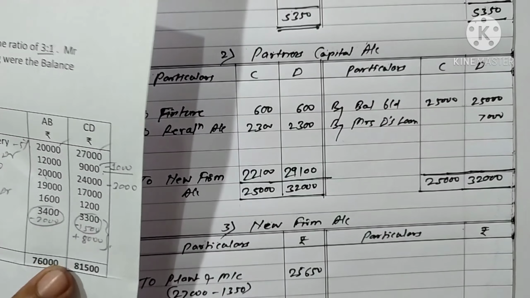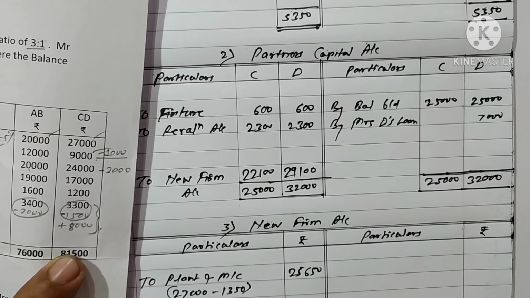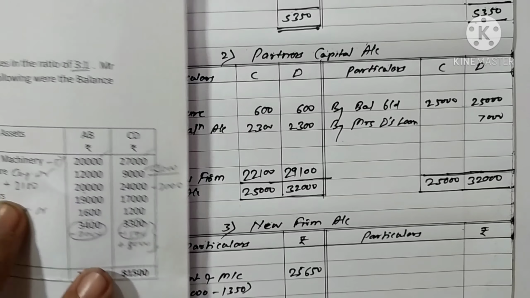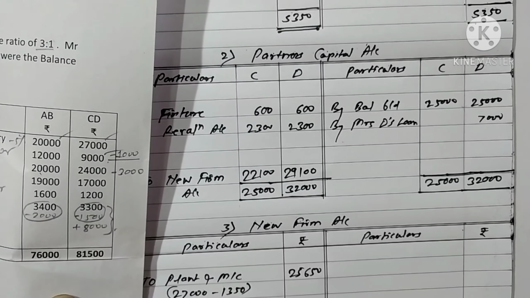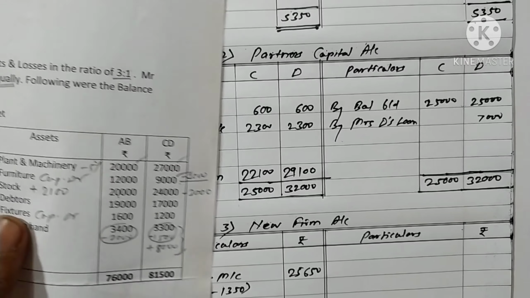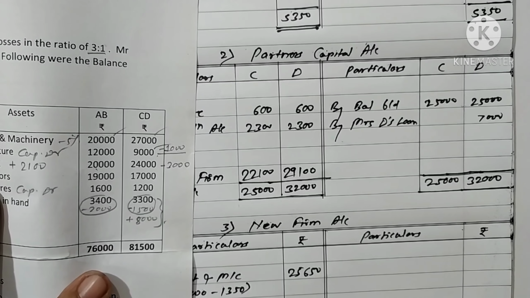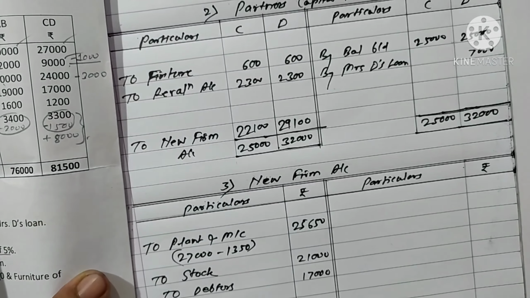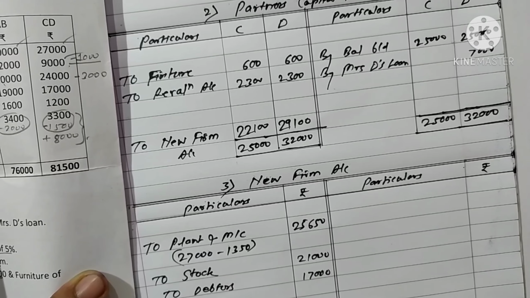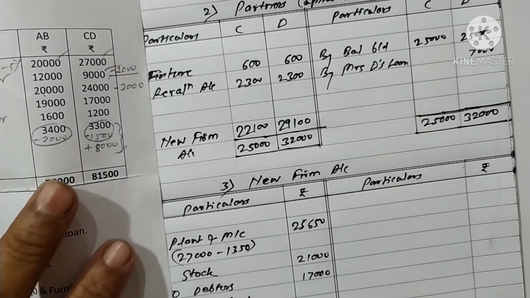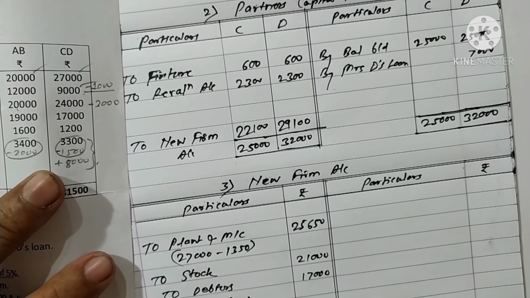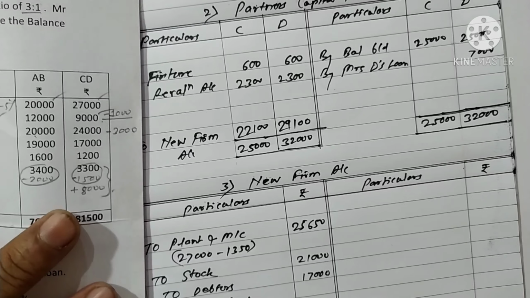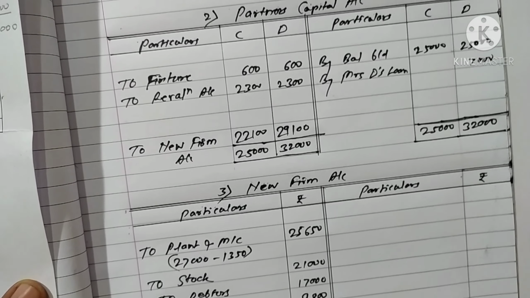Next is stock, we write here it is to stock, rupees 24 minus 3 comes 21,000. Next is to debtors, same as it is 17,000. Next fixture is distributed here already. Now cash, we write here it is cash and bank balance. Original cash balance rupees 3,300. We have to plus 8,000 and minus 1,500, 9,800.